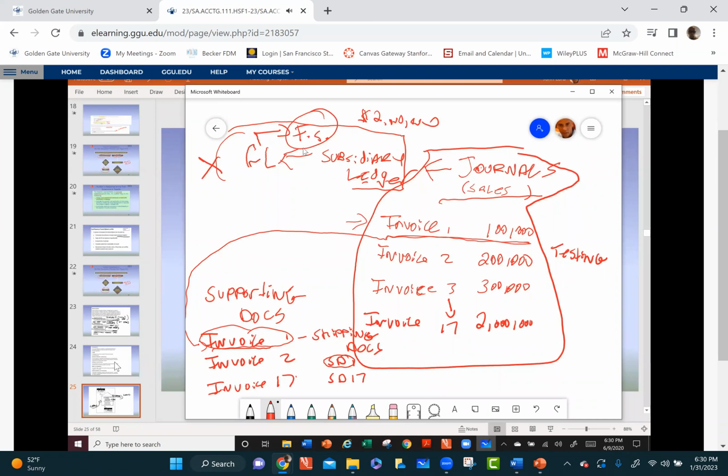What assertion did I just test? If I started here, I start with invoice 1, and I went and found the invoice, and I found shipping document 1. What assertion did I just test?